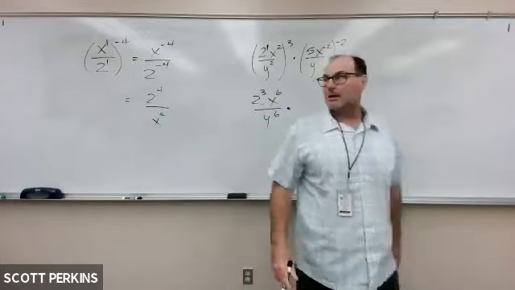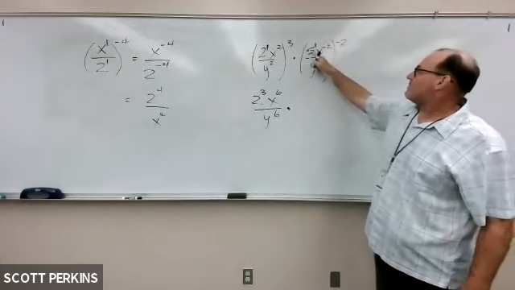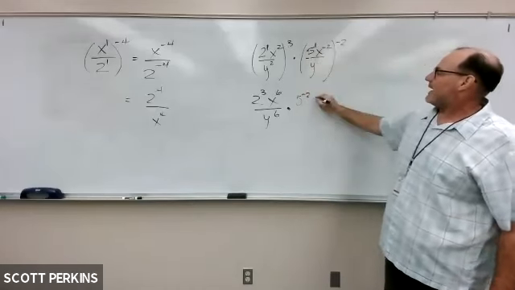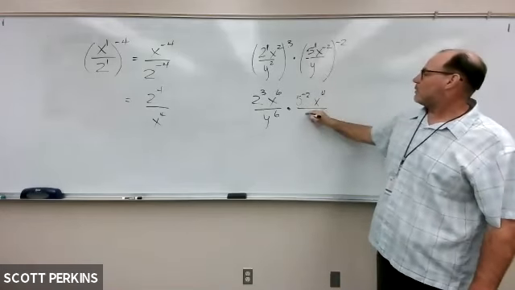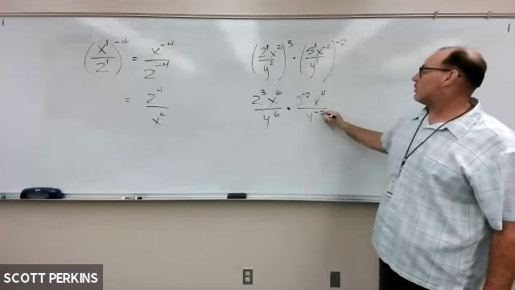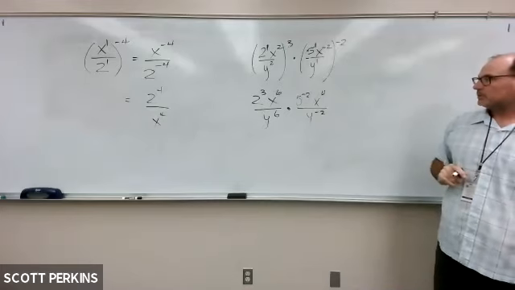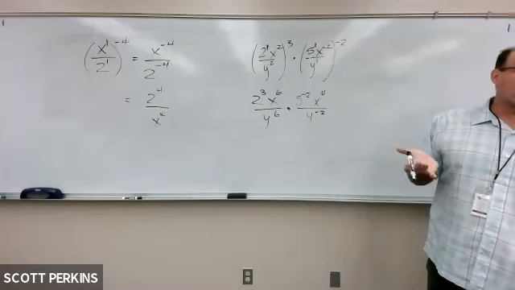Times. Now I've got, again, I've got a 1 right here. So I've got 5 to the 1 times negative 2 or negative 2. X to the negative 2 times negative 2 or 4. And then y to the 1 times negative 2 or negative 2. So then there's like 3 or 4 different things you could do at this point.